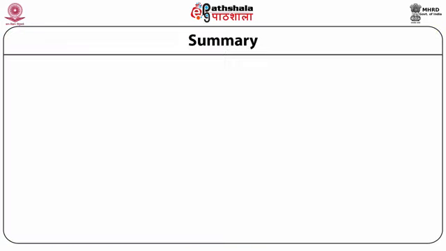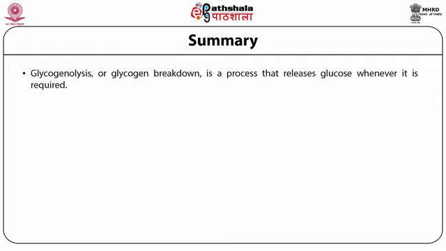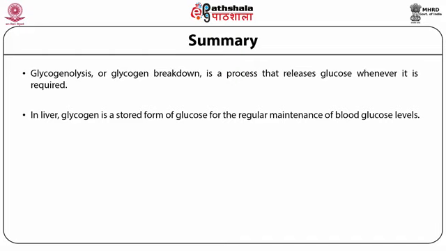Now let's try to understand and revise what we learned in today's lecture. Glycogenolysis, or glycogen breakdown, is a process that releases glucose whenever it is required. In the liver, glycogen is the stored form of glucose for the regular maintenance of blood glucose levels. So whenever we require energy, it is available from the muscle glycogen, as well as from the liver.